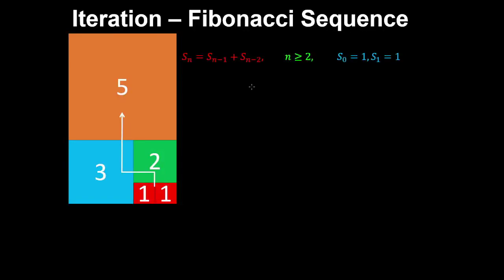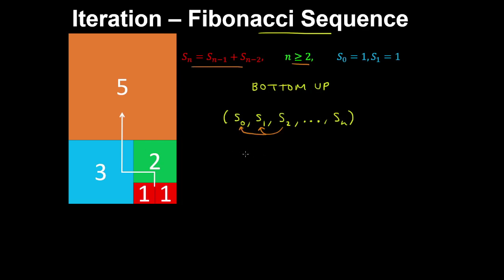Today we'll look at iteration, which is a bottom-up process, using the example of the Fibonacci sequence. So the Fibonacci sequence is a sequence of numbers S0, S1, S2 and so on up to Sn, where each term from n equals 2 onwards is calculated using the previous two terms in the sequence.